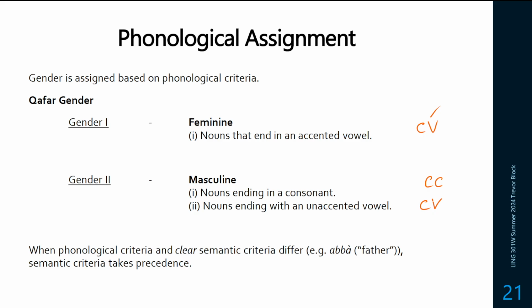So this is how gender systems are determined in Kufar, except in the case when we have a conflict between the phonology and the semantics. So an example they give is the word abba. So this is father, but it ends in an accented vowel. So it's semantically masculine, but phonologically it's feminine. In this case, what happens is the semantics will win the discussion and it will take the masculine form. So even though we have a phonological assignment system for speakers to use, semantics will still prevail.